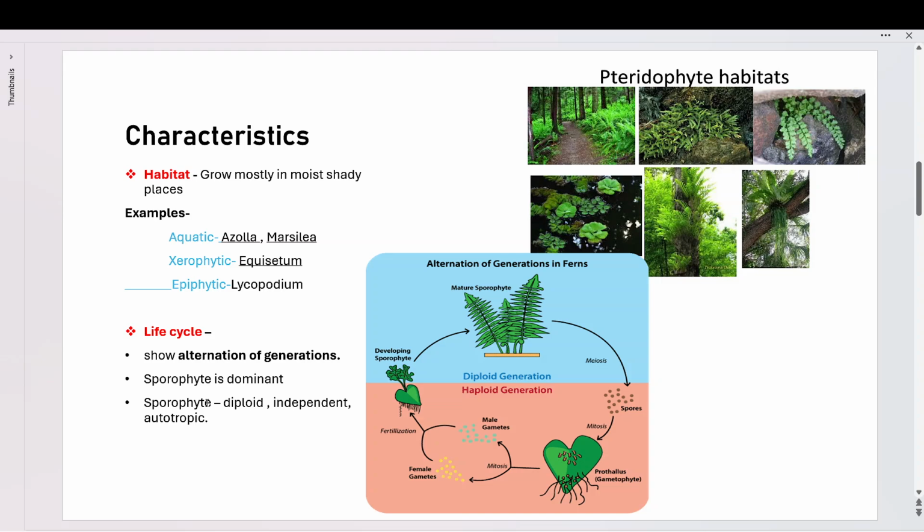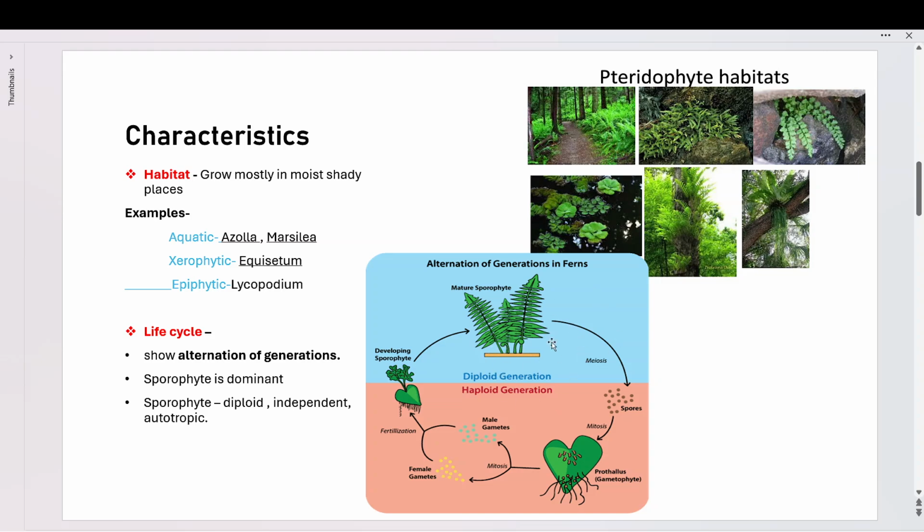Next characteristic is the life cycle of the pteridophytes. Pteridophytes also show alternation of generation. So, the dominant generation is the sporophytic generation. Sporophyte is diploid, independent, and autotrophic in nature. It possesses true roots, stem, and leaves. See, it is diploid, meaning the dominant phase, and here is the haploid phase. Here is the main plant body of pteridophytes, which is sporophytic.